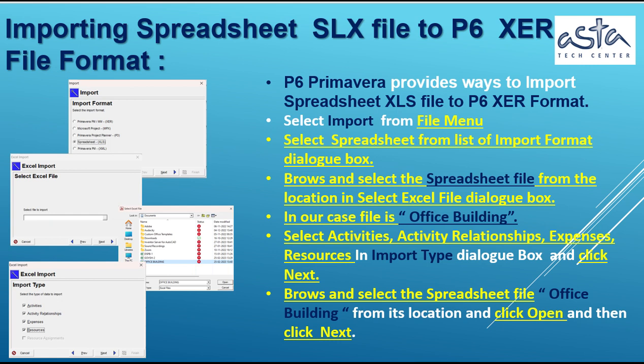Importing Spreadsheet XLS file to P6 XER file format. Primavera P6 provides ways to import Spreadsheet XLS file to P6 XER format. Select Import from File menu. Select Spreadsheet from list of Import Format dialog box. Browse and select the spreadsheet file from the location, and select Excel file dialog box. In our case, file is Office Building. Select Activities, Activity Relationships, Expenses, Resources in Import Type dialog box, and click Next. Browse and select the spreadsheet file Office Building from its location and click Open and then click Next.